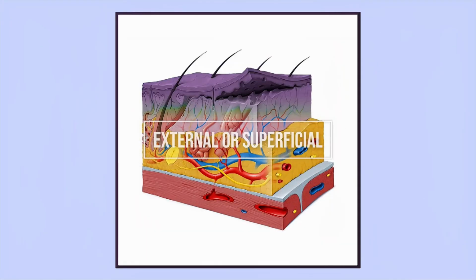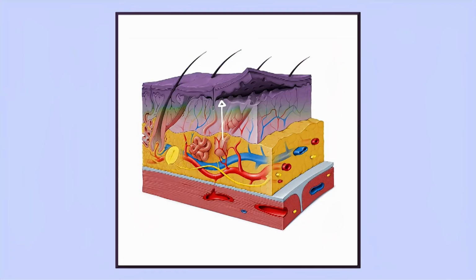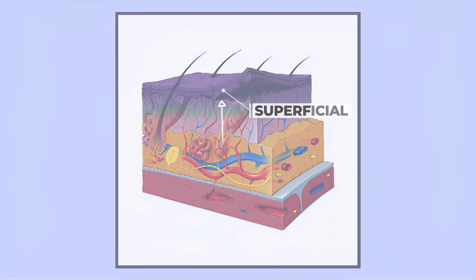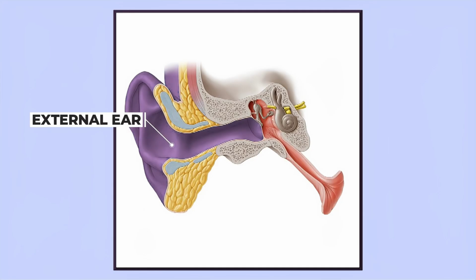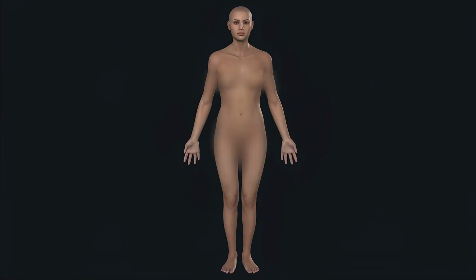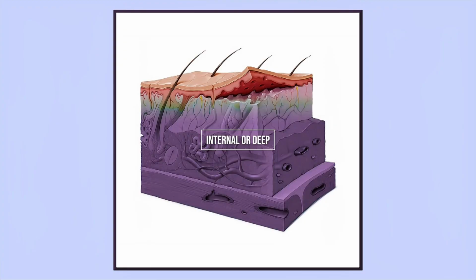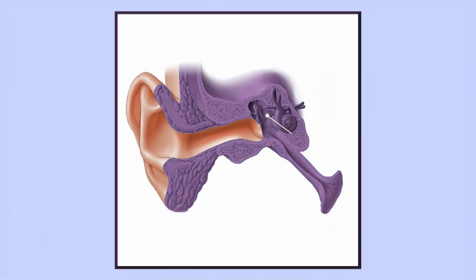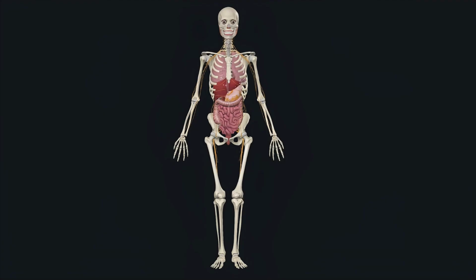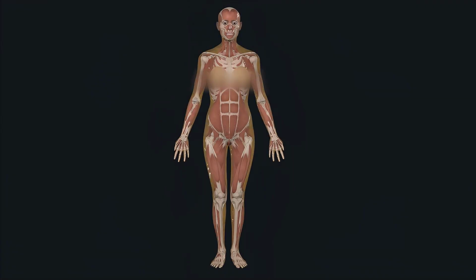External or superficial. These terms are used for structures towards the surface of the body. For example, the external ear or skin is superficial to the muscle. Internal or deep. These terms are used for structures deep inside the body or away from the surface. For example, the internal ear or bones are deep to the muscle.